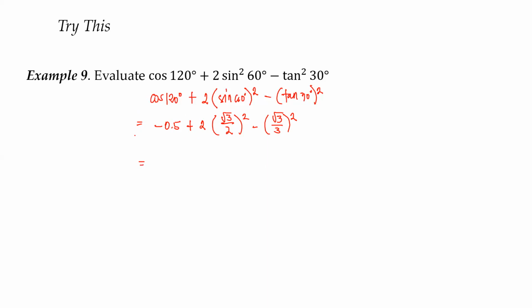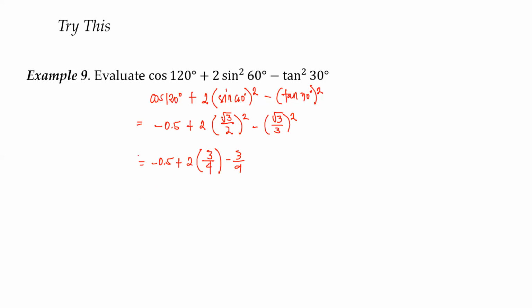Let us eliminate the exponent first. So that's negative 0.5 plus 2 times the quantity square root of 3 times square root of 3. That's square root of 9, and the square root of 9 is 3. So that's 3 over 4 minus 3 over 9. And negative 0.5 is 1/2.